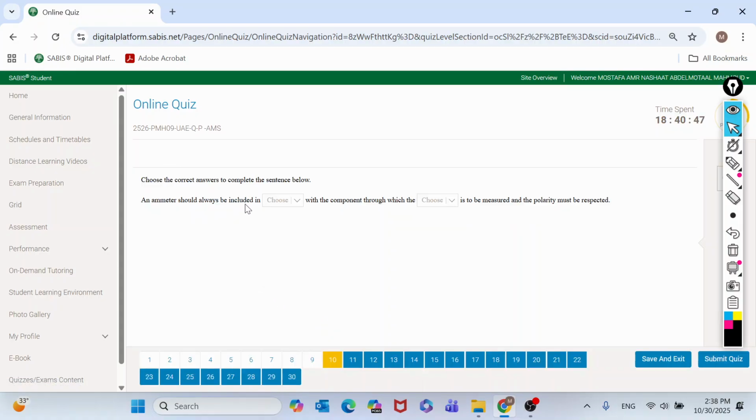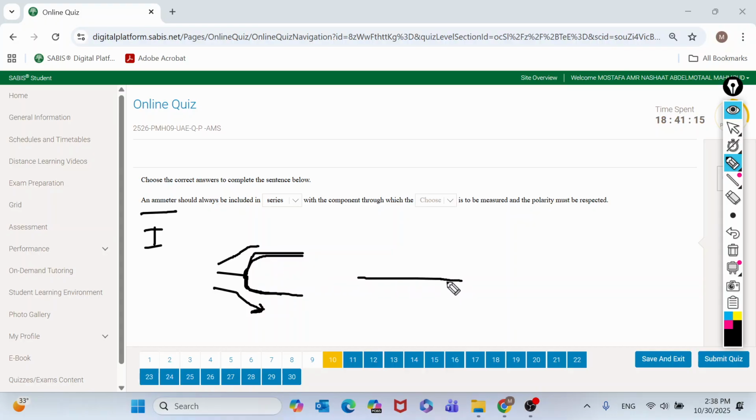An ammeter should always be included in series because, look, I'll tell you guys why. Let's say you have a circuit, and you go like this. The ammeter measures current. So the current would actually split up. Some of it would go this way, some of it would go this way. So if you connect it in parallel, some of it would go to the ammeter, some of it would go to the circuit you're trying to measure. So it should always be in series with the circuit.